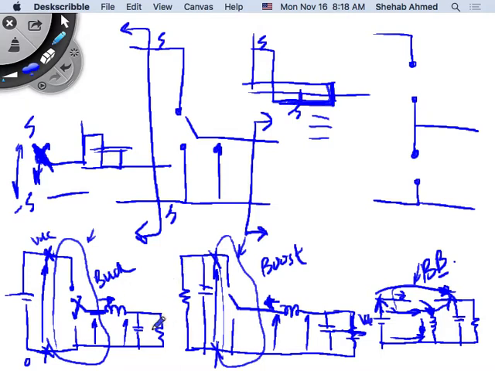So, that's what's happening with the buck converter. If this is VDC, I'm oscillating between 0 and VDC. The longer I stay at VDC, I get an average value here that's positive, or closer to VDC. The longer I stay at 0, I get an average value that's closer to 0. Right? Same thing with the boost converter.